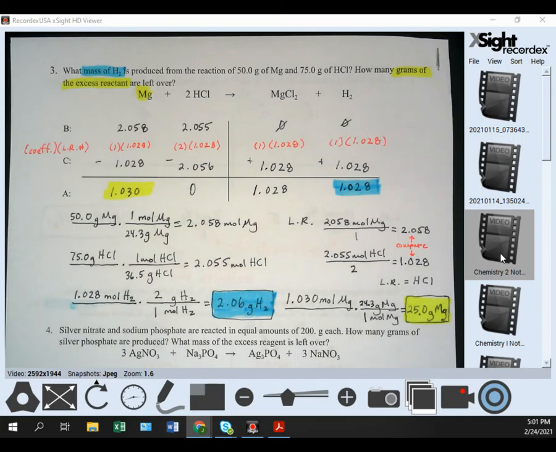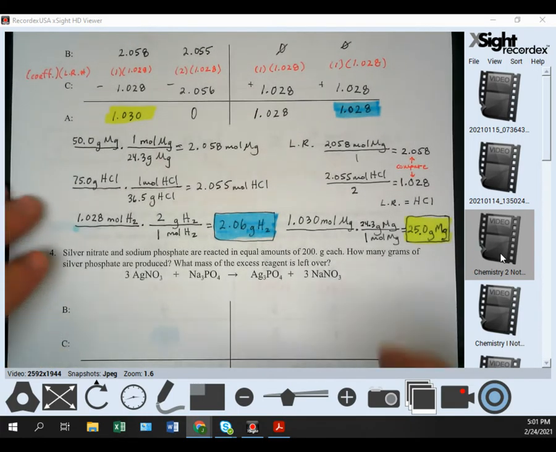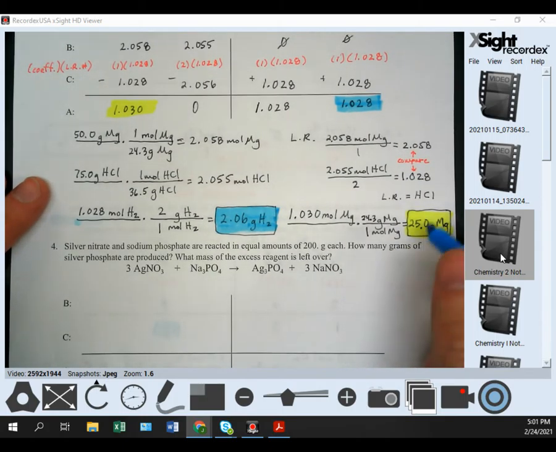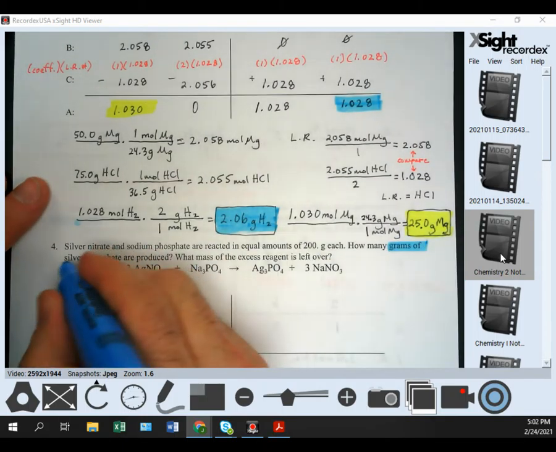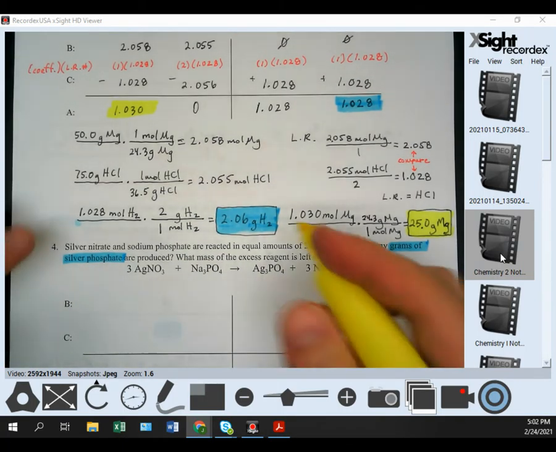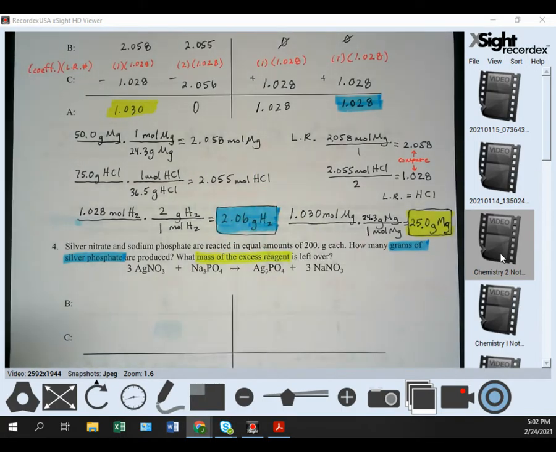Okay. All right. Last example. Silver nitrate and sodium phosphate are reacted in equal amounts of 200 grams each. How many grams of silver phosphate are produced? What is the mass of the excess reactant left over? So I'm going to highlight again, just so we keep things organized. I'm trying to find grams of silver phosphate, right? And also, later on, mass of the excess reagent, same as reactant.